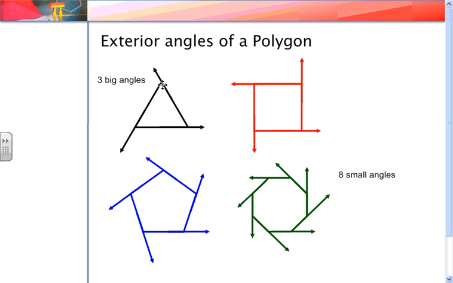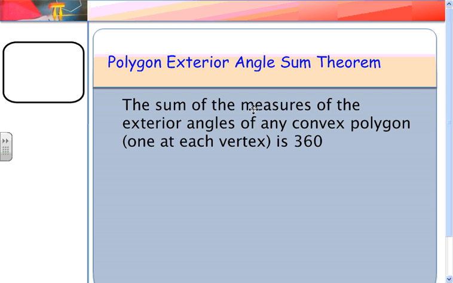And it turns out that the sum of these 3 big angles is the same as the sum of these 8 small angles is the same as the sum of these 5 kind of in between size angles. So you can see as we get more sides, those exterior angles become smaller and smaller and smaller. But there's more of them. So it turns out that the sum of the exterior angles of any polygon is 360 every single time.